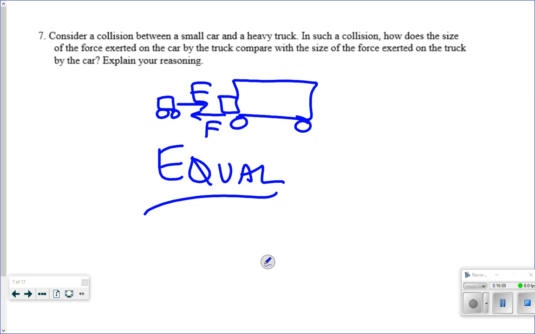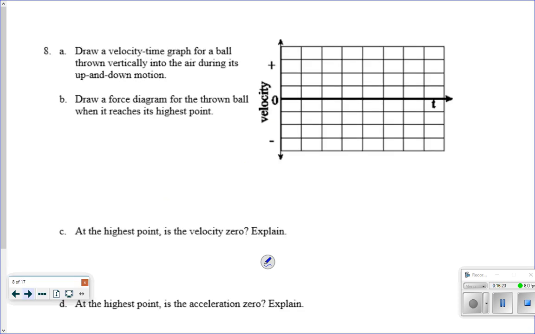The key is the fact that the car pushes on the truck, the truck pushes back on the car. These forces do not act on the same object. They act on different objects. That's why I have two arrows. So these are equal forces to each other. It's not the forces that really matter, it's the accelerations. And more on that as we certainly get into momentum a little bit later.